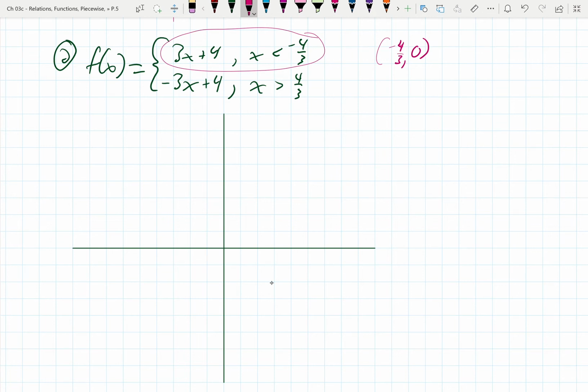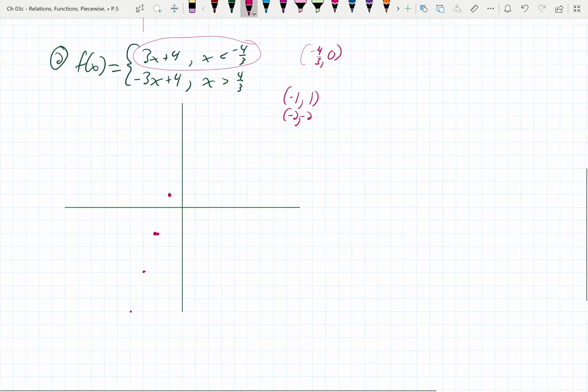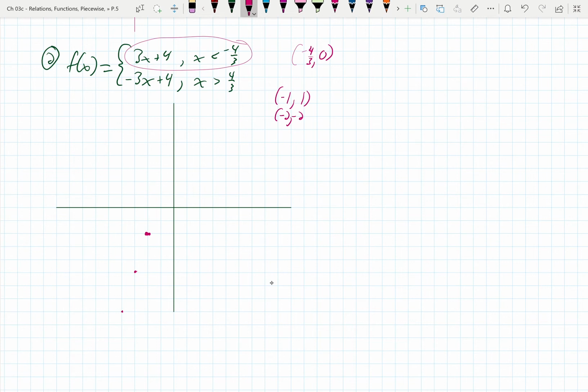But let's try x equals negative 1. If I plug negative 1 into that, I get 1. That's not a point that's on the graph because that's to the right of negative 4/3, but I can certainly do a slope from there. I can put a point here at negative 2 and negative 2, and I can put a couple of points down here. So I'm going to erase this point because that's not a point that's on the graph.